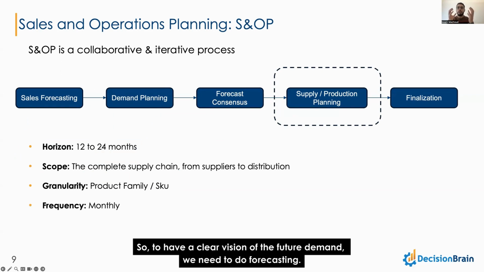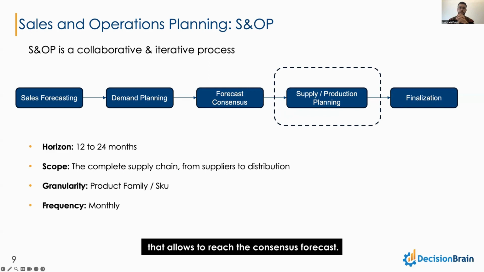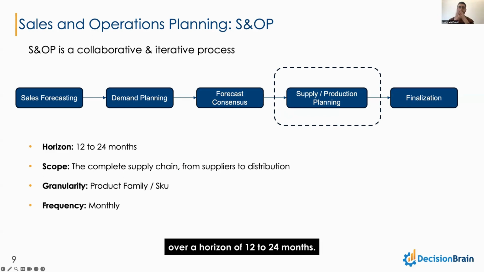So to have a clear vision of the future demand, we need to do forecasting. So we need to plan demand, which is the collaborative process that I described earlier that allows us to reach the consensus forecast. In this demo, I will be focusing on the supply planning, or supply chain planning, which is done over a horizon of 12 to 24 months.